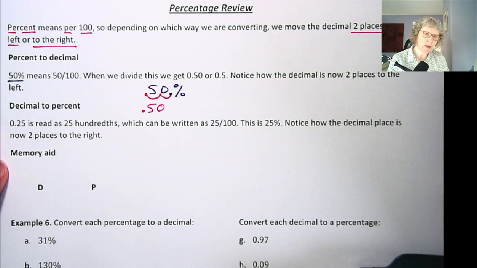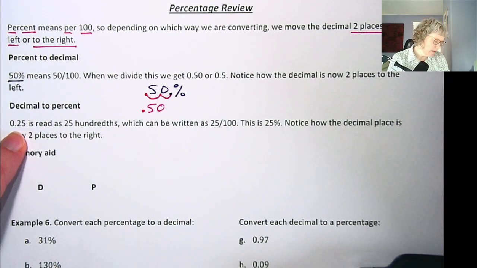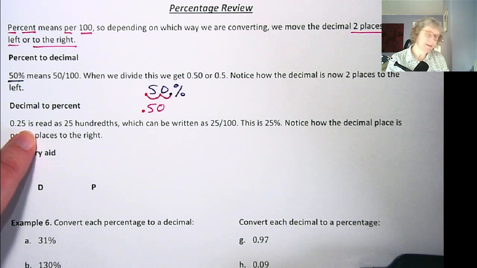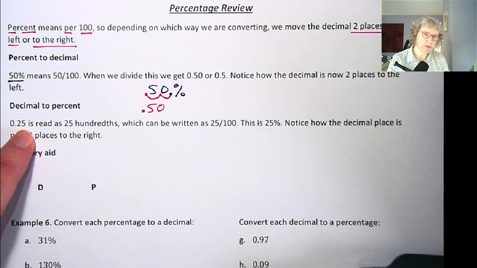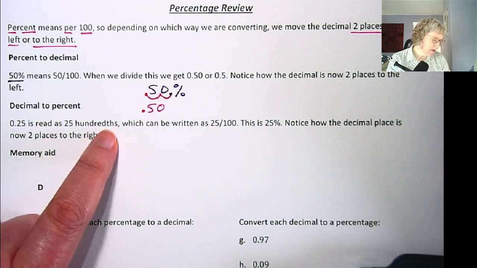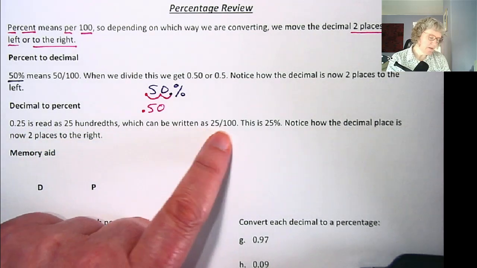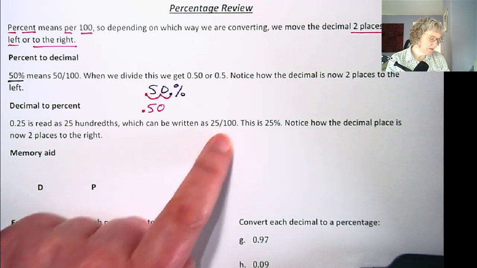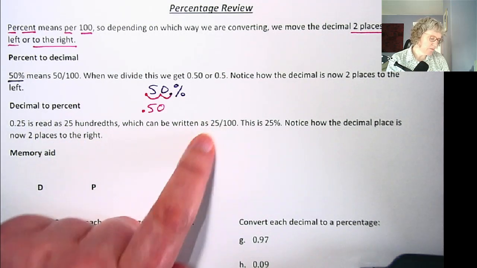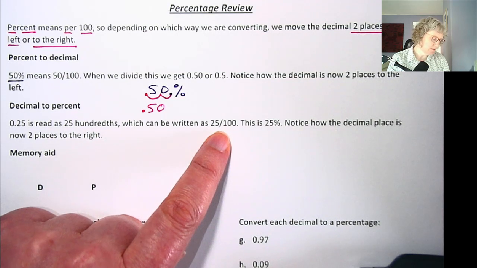Now let's go the other way. Let's say we're starting with a decimal and we want to go to a percentage. So I'm using a quarter for this one, 0.25. If we were to read that decimal name, it's 25 hundredths. That's the tenths and then the hundredths place. So 25 hundredths is 25 out of 100. And remember that percent means out of 100, so that's 25%.